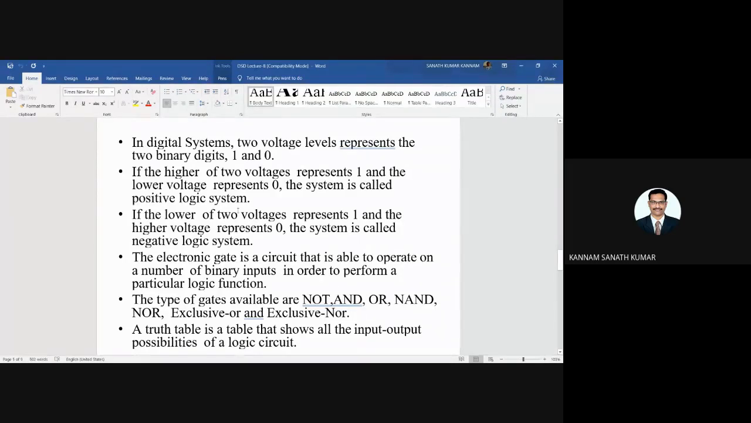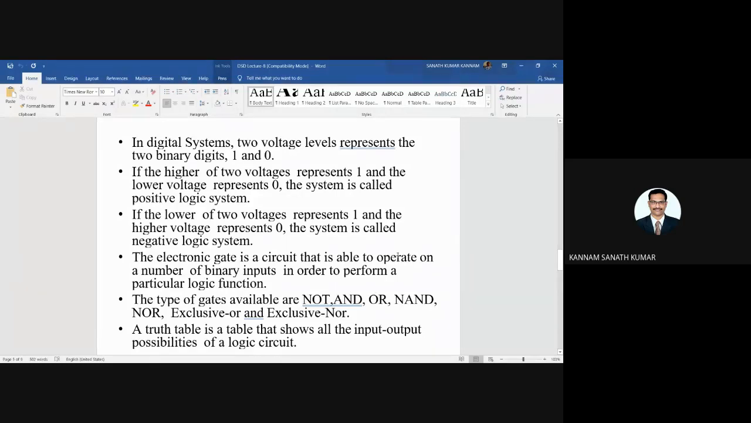Whatever the electronic gate is, it operates on a number of binary inputs, so we can give binary inputs to the electronic gate. The types of gates available are NOT, AND, OR, NAND, NOR, exclusive OR, and exclusive NOR. NOT, AND, and OR are the basic gates.